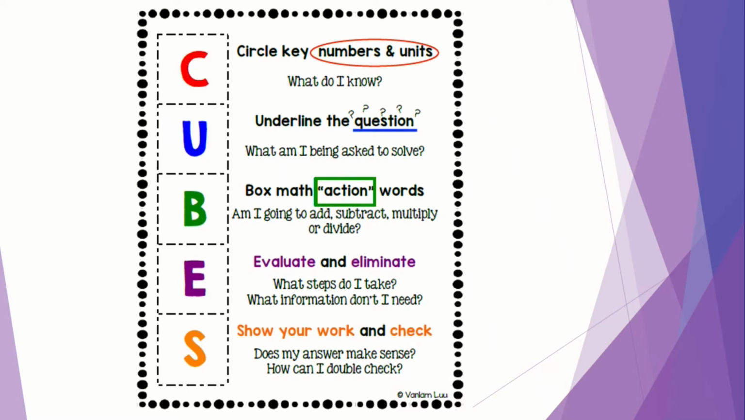The C in cube stands for circle the numbers. The U stands for underline the question. What are we trying to figure out in this problem? B stands for box the math action words. Are we going to add or subtract? Let's look for those key words. E stands for eliminate. Is there extra information in this problem that we don't need to solve the problem? We're going to cross that off. And S stands for solve the problem and show your work.